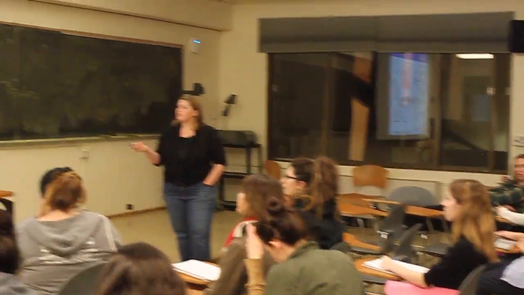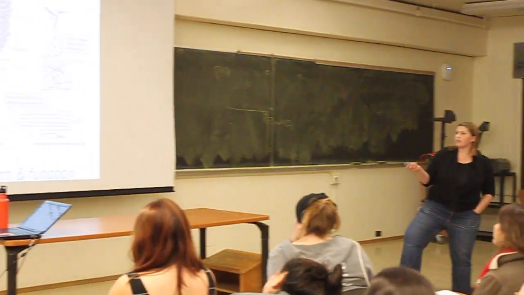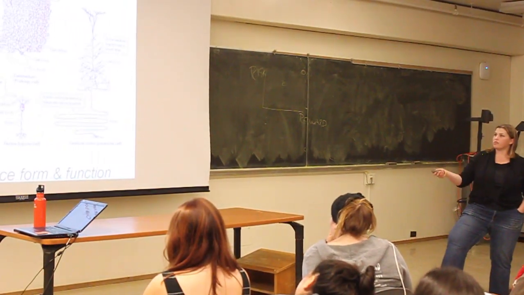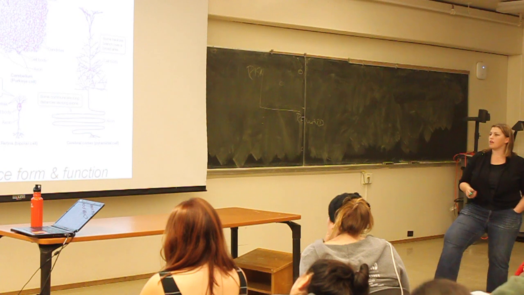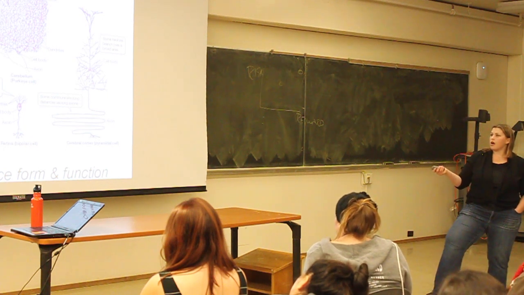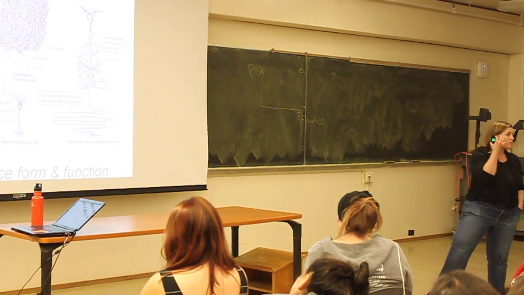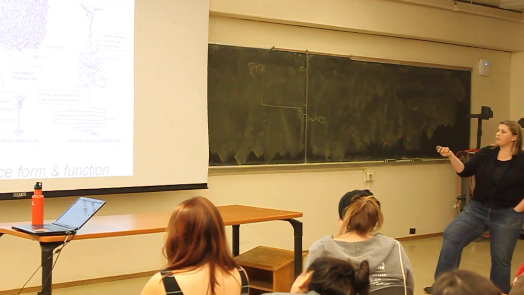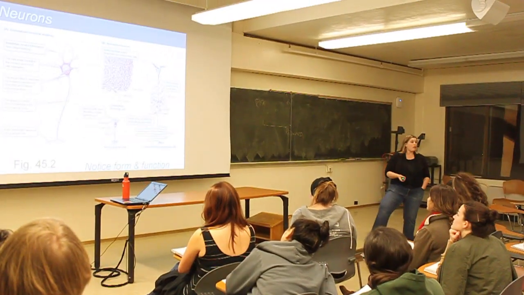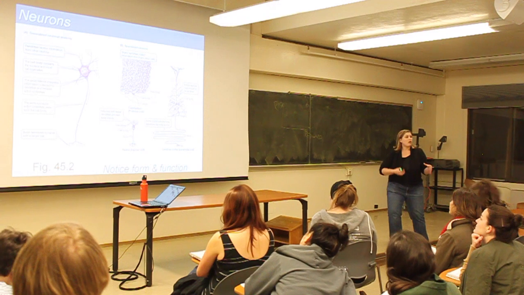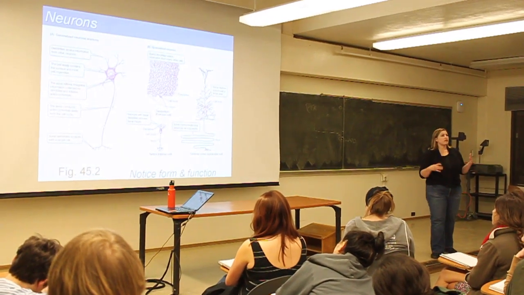Okay, so these are those same neurons that you just looked at. This is our simple, generic neuron. These are neurons that you find in your eye, in your retina. These are neurons that you find in the cerebellum, right? I told you that the cerebellum is involved in integrating sensory information and motor information.